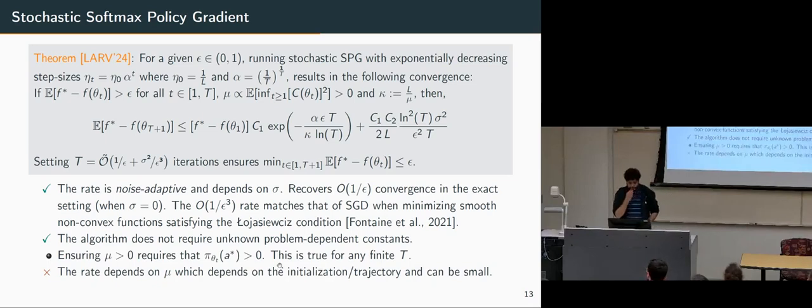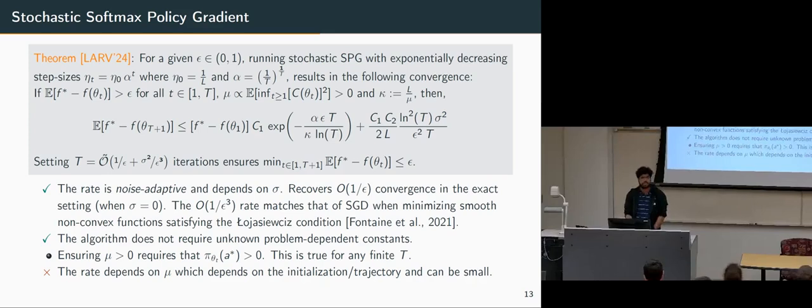Okay, so ensuring that mu is greater than 0 requires ensuring that this probability is greater than 0. This is true for any finite t, and actually even asymptotically this is true. So you will converge to the optimal arm if you just run this algorithm with these particular step sizes. Okay, but the problem is the rate depends on mu, which as we discussed can be large because of the initialization or the trajectory. So there is still some unknown or problem dependent, potentially large constant hiding there.